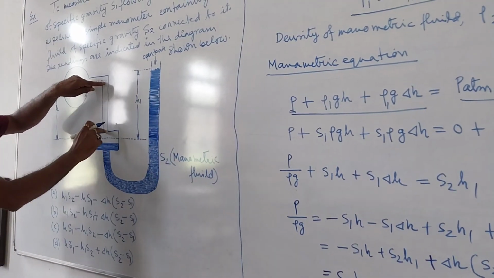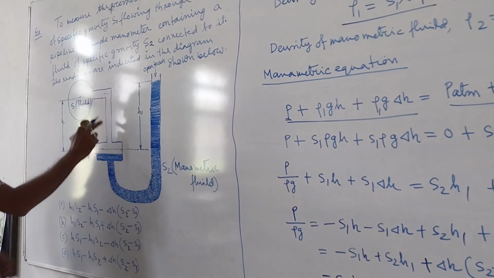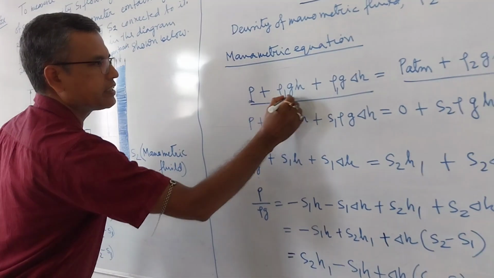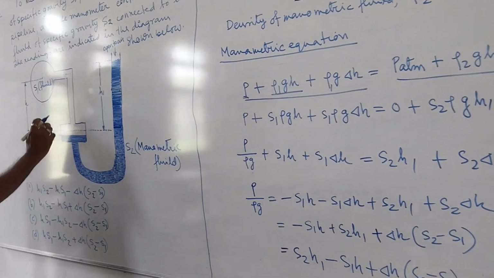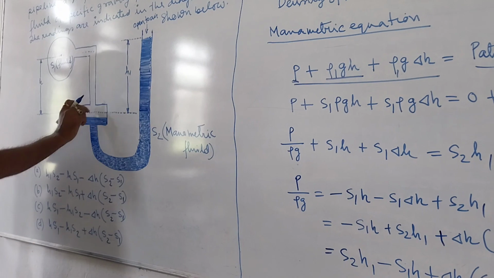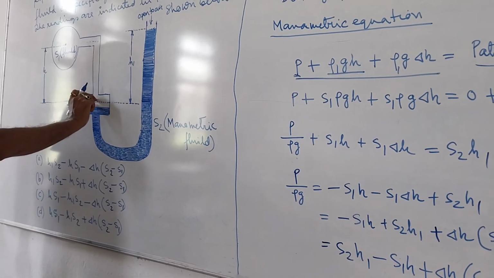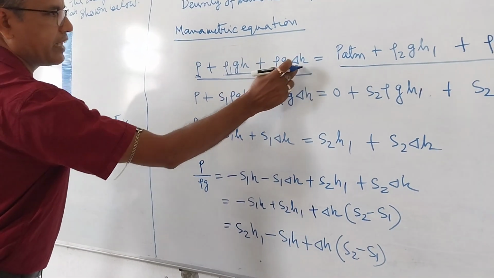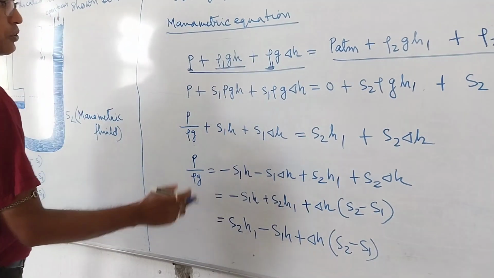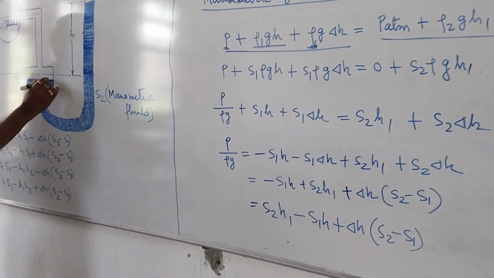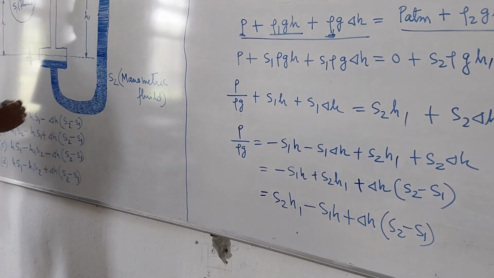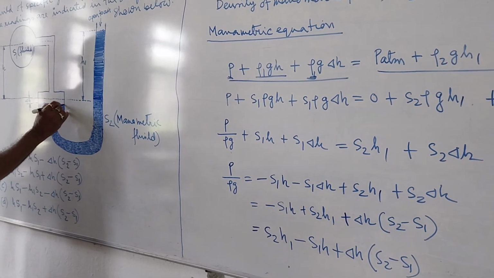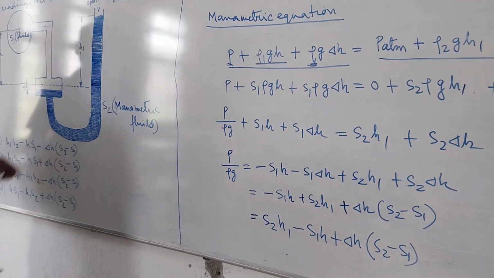So what is the pressure? ρ1 is the density of the fluid, so this is ρ1 g H, plus, for this height delta H, again it will be the same fluid. That is why it is ρ1 g delta H. So the left hand side is over, and we have reached up to this point. Now the pressure in the left hand limb is equal to the pressure in the right hand limb.